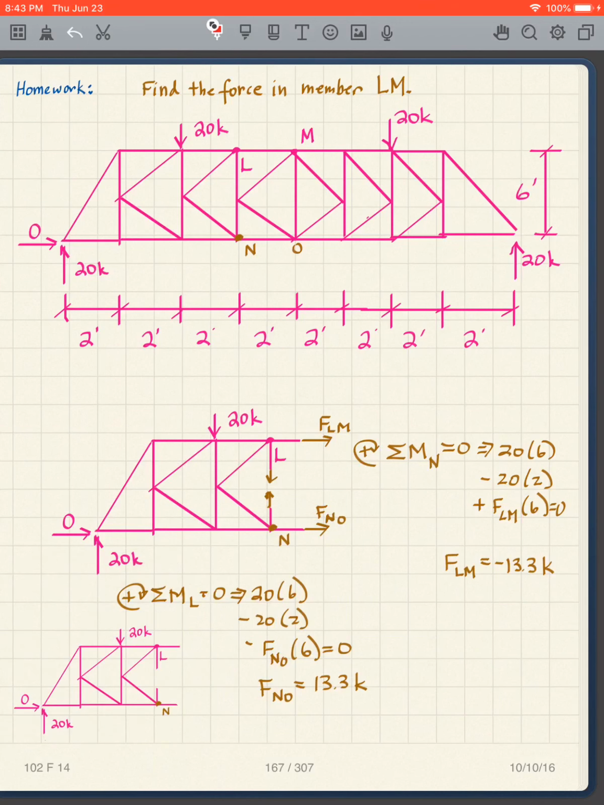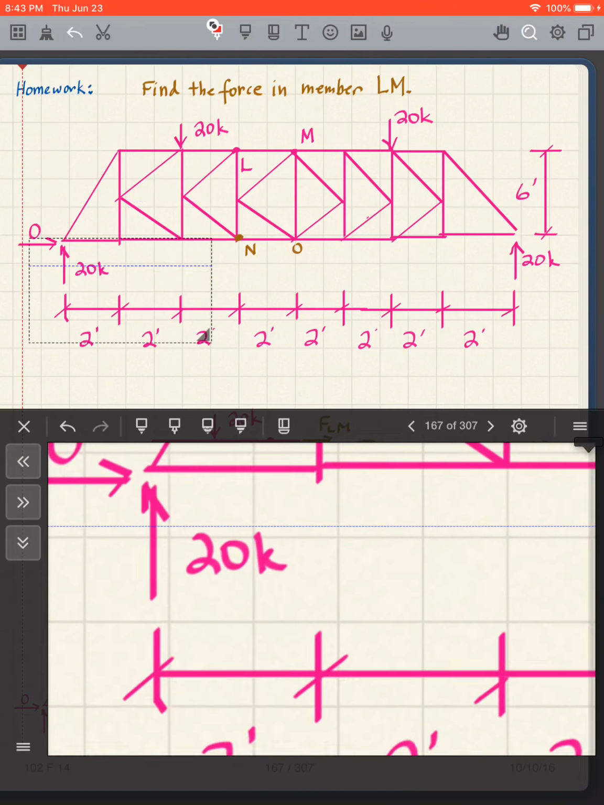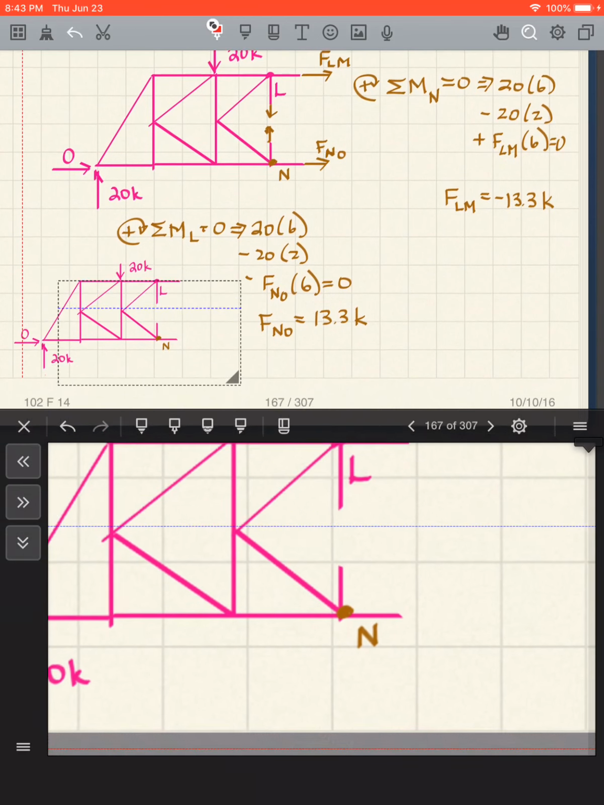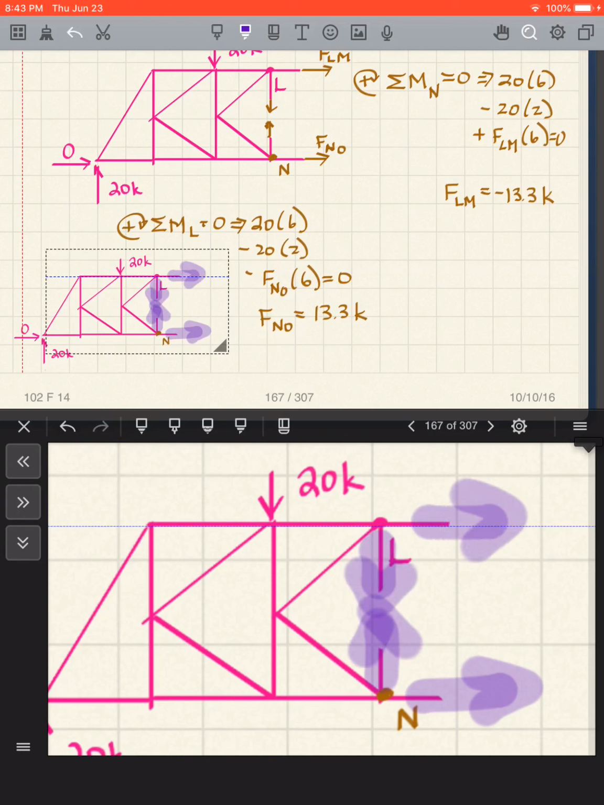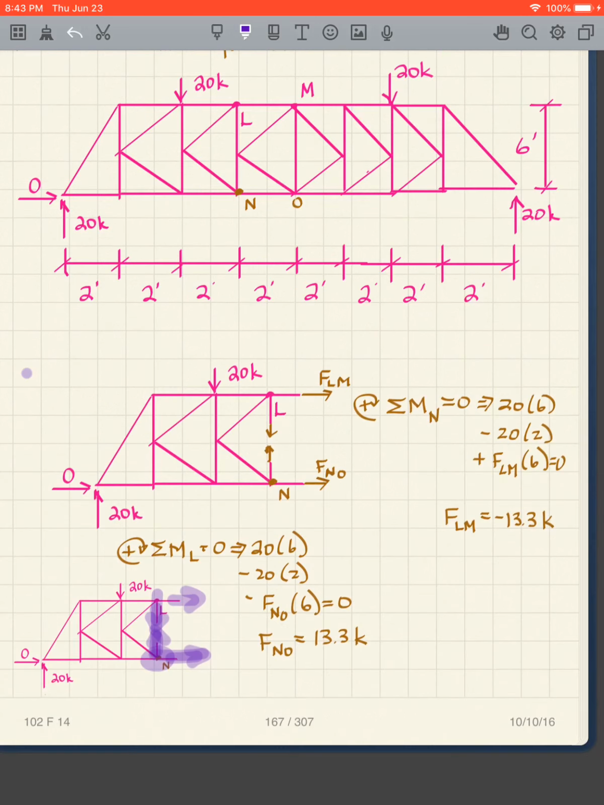And again, what do we do? We look for where we have made cuts. So I made a cut here, I made a cut here, so I have a force here, I have a force here, I have a force here, and a force there. So again, I have those four forces. I take moments about this and I eliminate all those unknowns.